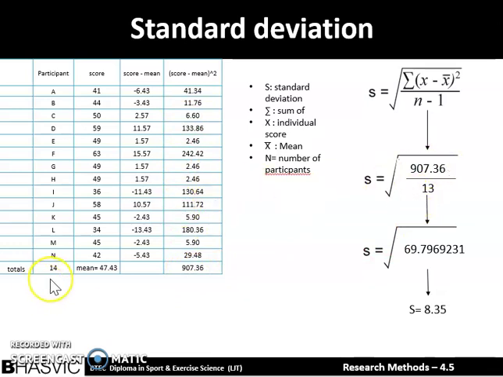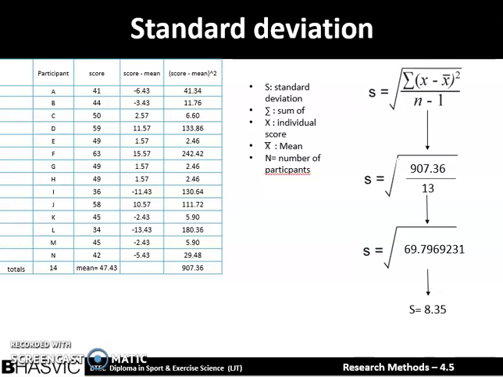So number of participants, as stated before, was 14. So take away 1 is 13. So put that into the fraction, divide it, which gives you this answer here, so 69.796, etc. You then want to square root it, which gives you the standard deviation of 8.35.